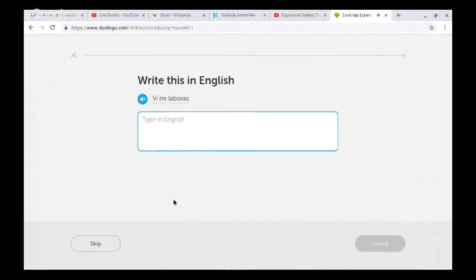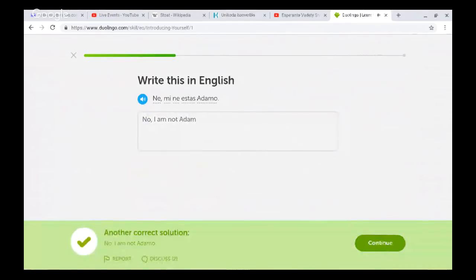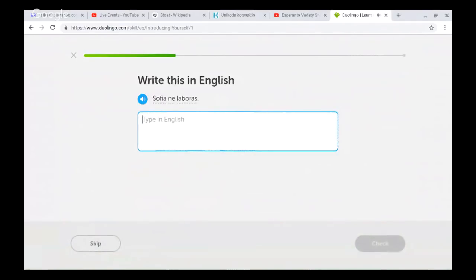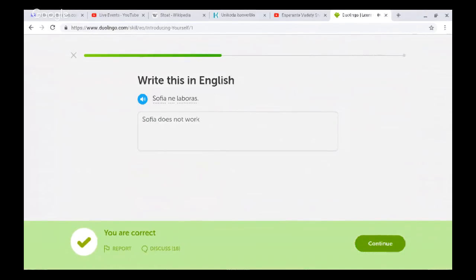Vi ne laboras, right? So I repeat back: you do not work. Ne, mi ne estas Adamo. That was a different voice. That was kind of fun. Ne, mi ne estas Adamo. Recently, we have had the new voices out there. No, I am not Adam. Right, so these are simple sentences with estas, or basic sentences with a subject and a verb. Sophia does not work. Sofia ne laboras.